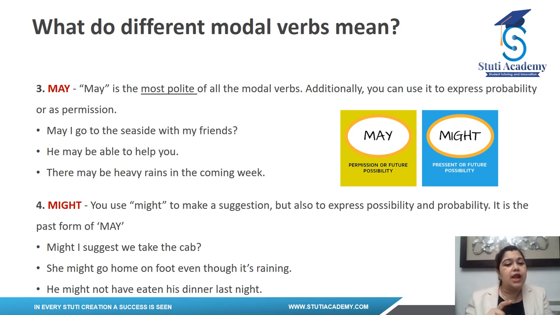Okay. Now the last sentence is, he might not have eaten his dinner last night. So what is this might talking about? This might is talking about the past form of may. So last night, I don't know, he might not have eaten his dinner. So this might is talking about the possibility. Okay, easy to understand? Yes. Now let's move on to the next one.